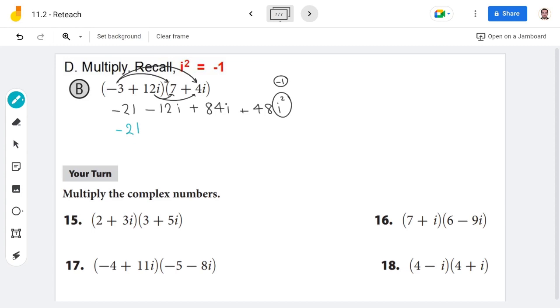So now let's do it fast. We have negative 21, and let's add the like terms. So now positive 84i, negative 12i, which is equal to 72i, and here 48 times negative 1, which is equal to negative 48. Now let's add the like terms again. Negative 21, negative 48, which is equal to negative 69, plus 72i. So this is the final answer.